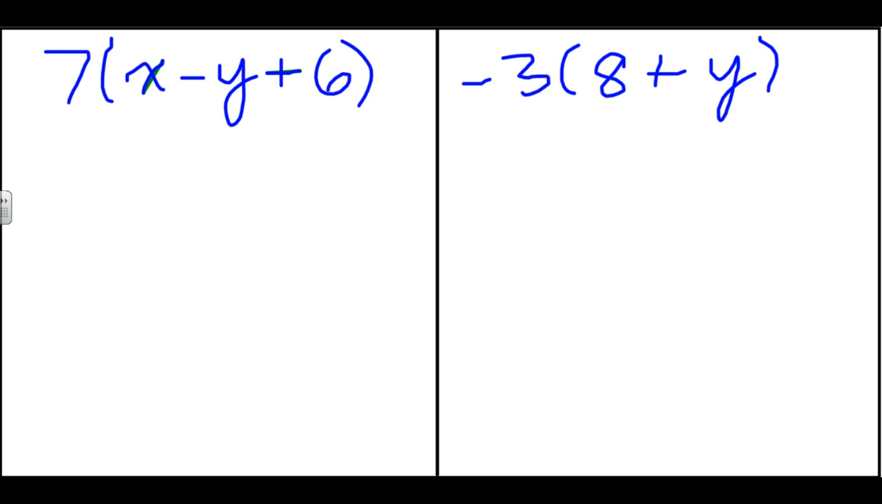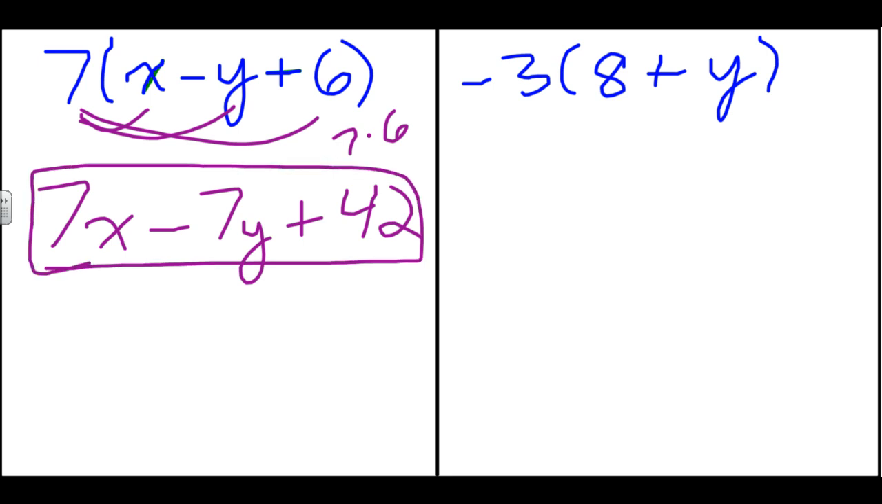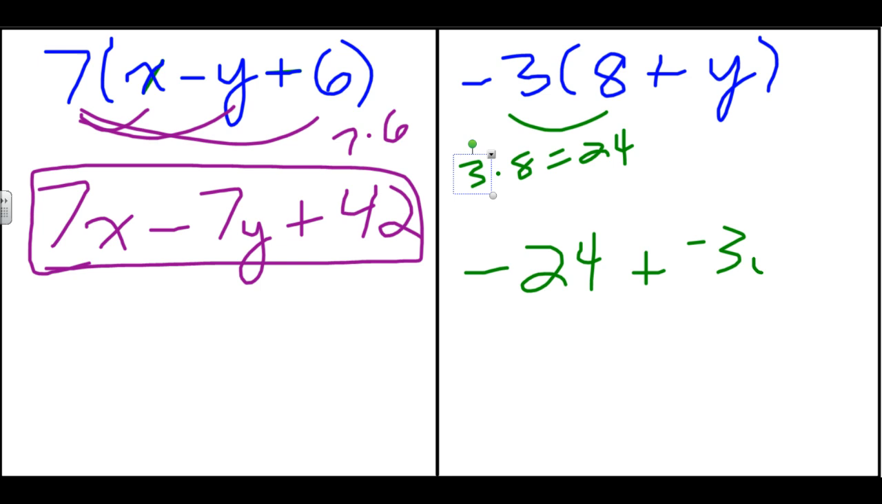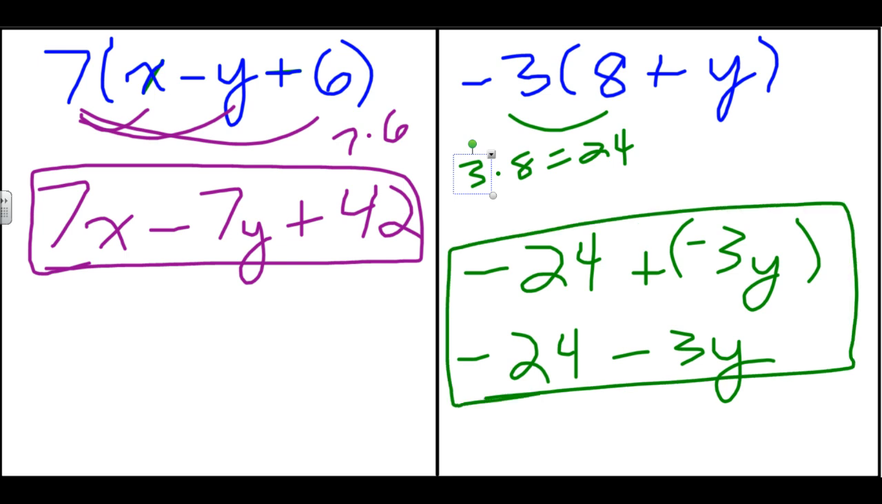So on the left-hand one, we have 7 multiplied by everything, so 7 times x minus 7 times y plus 7 times 6, which is 42. So this is the expression that we want: 7x minus 7y plus 42. On the right-hand one, negative 3 times 8. 3 times 8 is 24, so negative 3 times 8 is negative 24 plus negative 3y, or alternatively, negative 24 minus 3y. Either way is correct.